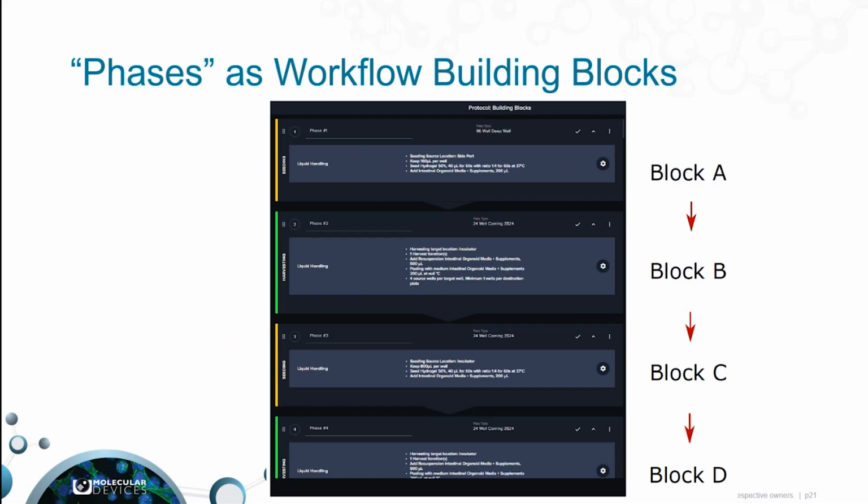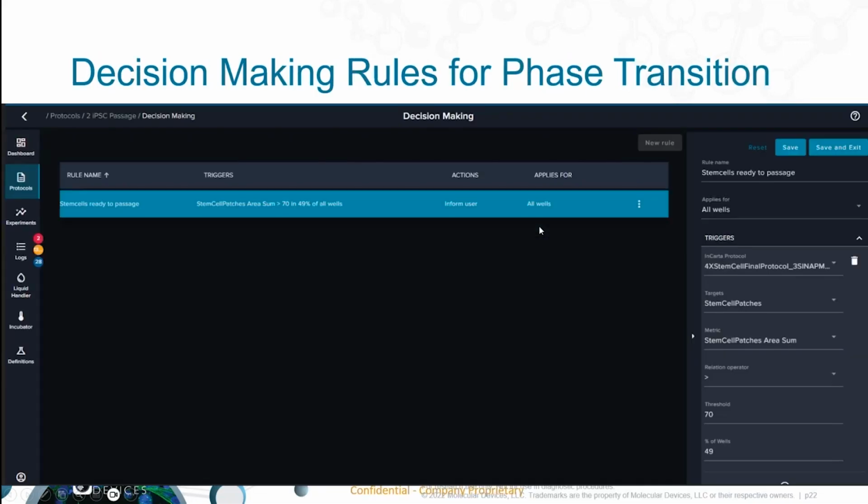behind each other, right? In this case, we have 4 different phases, block A, B, C, and D. And each phase could be something different, like liquid handling. It could be image acquisition, media exchange, or whatever the user would configure. And the transition between these phases are driven by decision making. And decision making is based on image acquisition, imaging readouts, and one can chain and link different measurements and readouts together to come up with a very complex rule set that then would move between the phases.